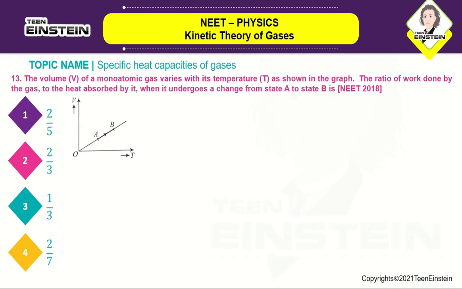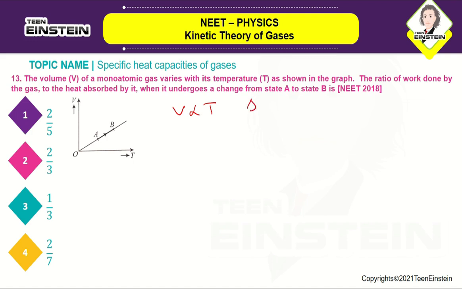The volume V of a monoatomic gas varies with its temperature T as shown in the graph. The ratio of work done by the gas to the heat absorbed by it when it undergoes a change from state A to state B is. So here the V-T graph is a straight line passing through the origin, hence V is directly proportional to T because it is varying linearly, or we can take it as P is a constant.